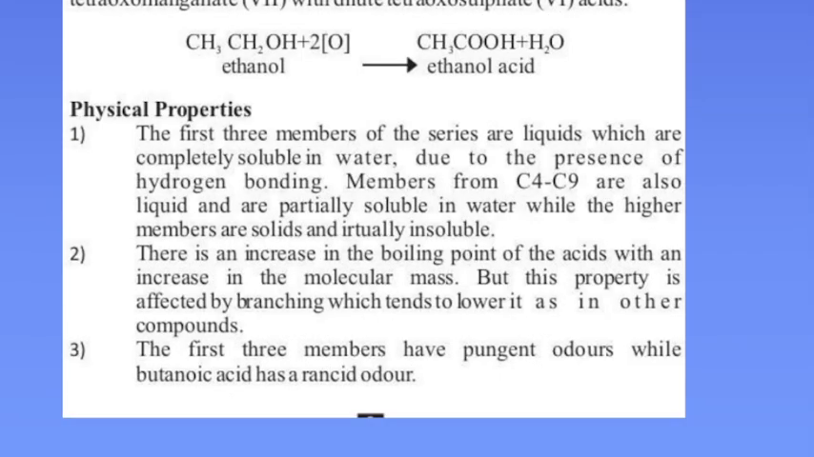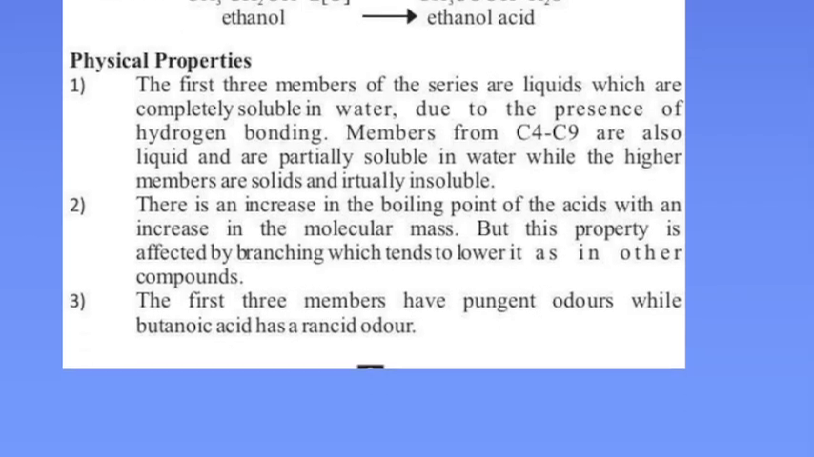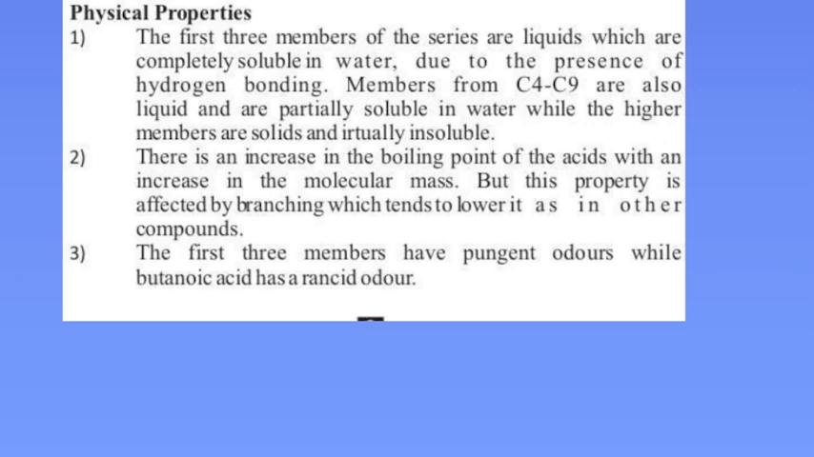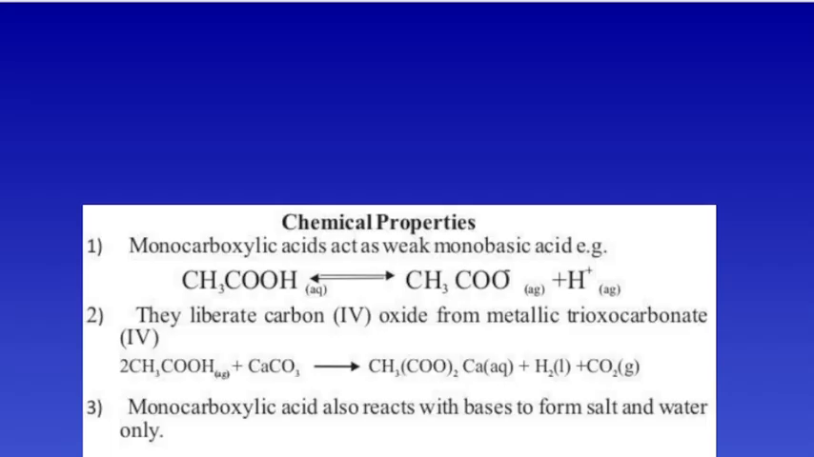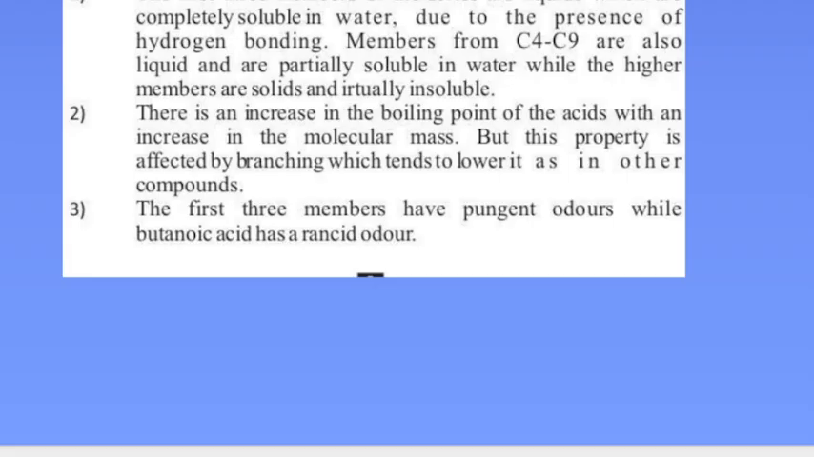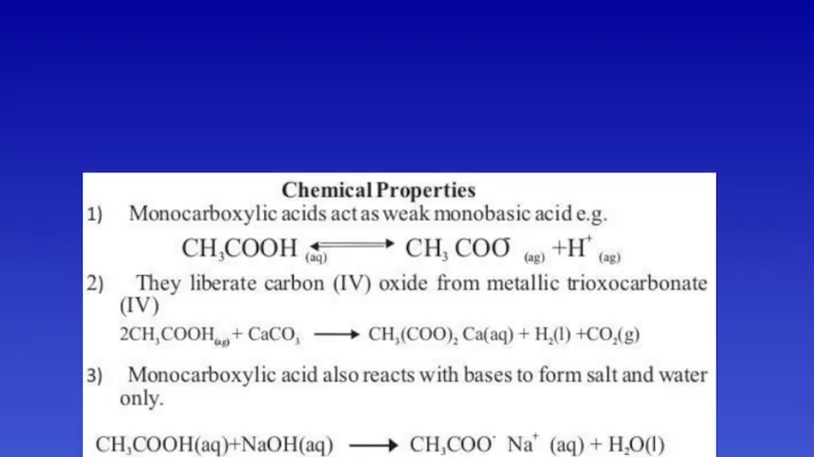What are the physical properties? The first three members of the series are liquids which are completely soluble in water due to the presence of hydrogen bonds. Members from C4 to C9 are also liquids and partially soluble in water, while higher members are solids and they are not soluble. There is an increase in the boiling point of the acid as the number of carbon atoms increases, which is general for most homologous series. The first three members have a pungent odor, while butanoic acid has a rancid odor. So take note of that.